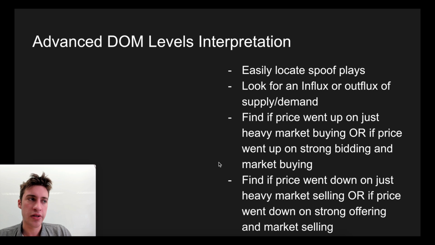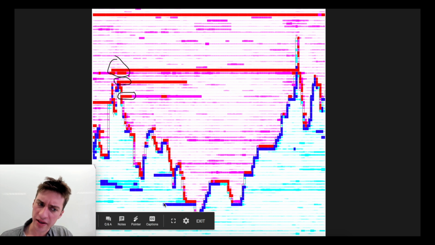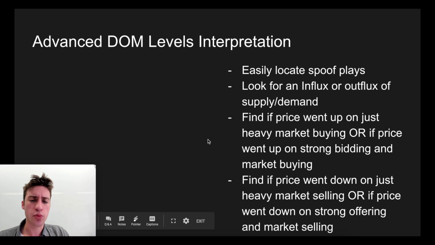Another thing you can do is to locate spoofing plays, which I did show how to do. You can look for an influx or outflux of supply and demand. So that's not just looking at, hey, there are more offers here than there are bids here, but you're looking at how the bids have changed in the last 10 minutes. How have the offers changed in the last 10 minutes? If you went from here to here in the last 20 minutes, the offers are completely dropping. How have the bids changed in the last 10 minutes? Well, they're probably increasing. Look at this, bidding. And that's one strategy that you can use to look for an influx or outflux of supply and demand. And then 3 and 4.